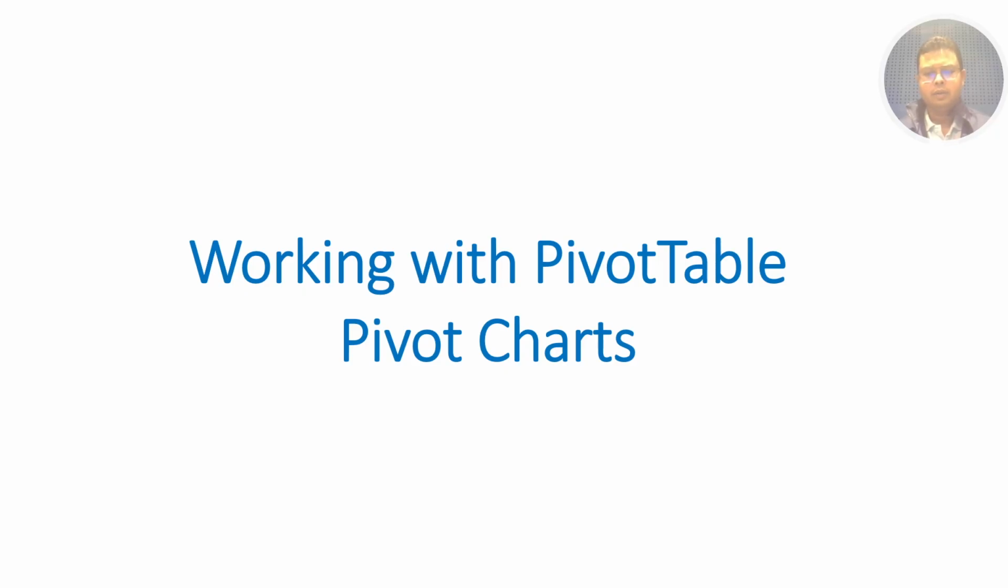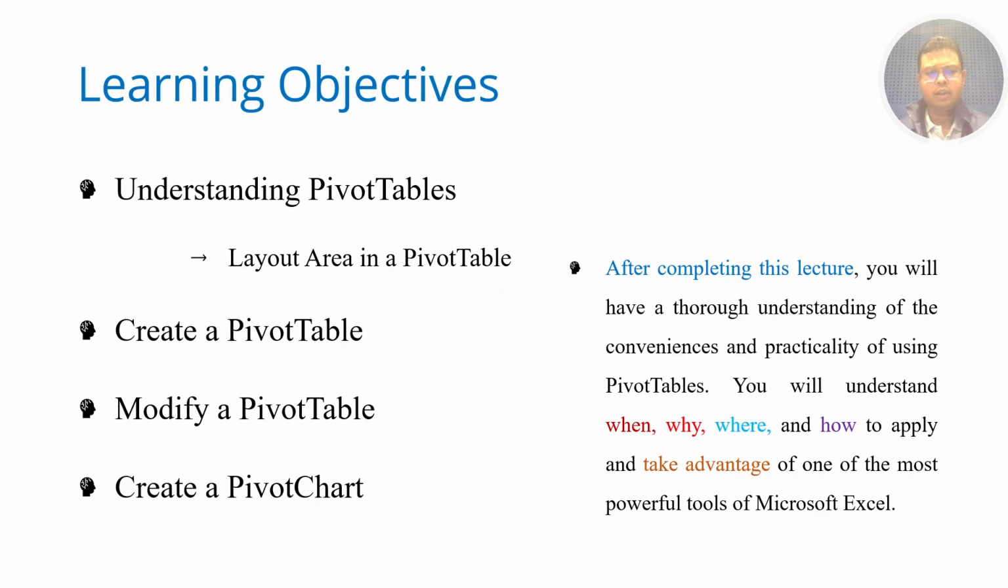Next, what is the learning objective? Our learning objective today is understanding the pivot table, and more particularly the layout area in the pivot table. What is the layout area? On the other hand, we will learn how to create a pivot table. After creating a pivot table, we would like to modify it, so we will learn how to modify it. And finally, we will create a pivot chart.